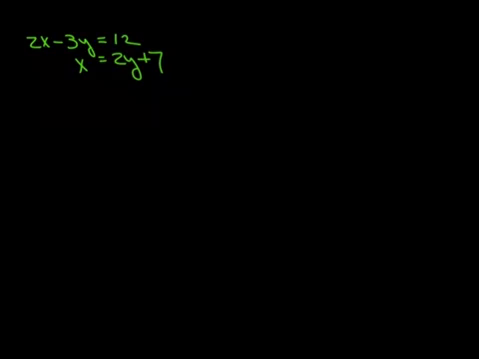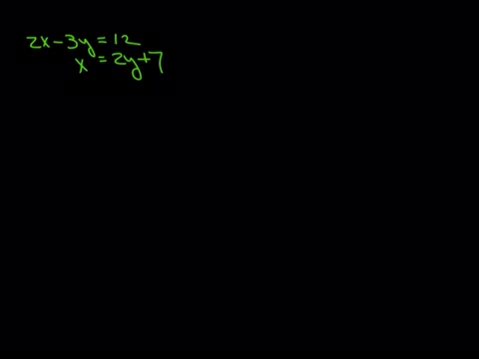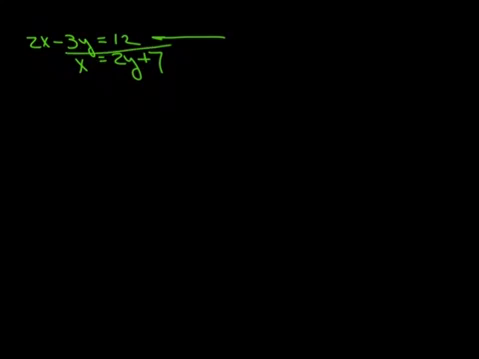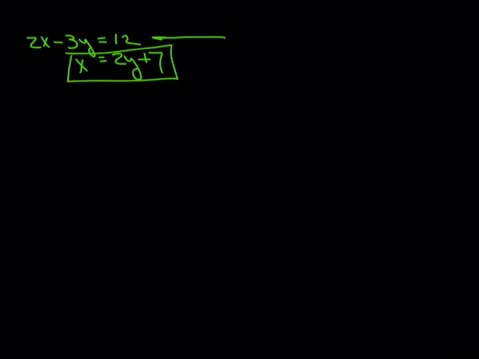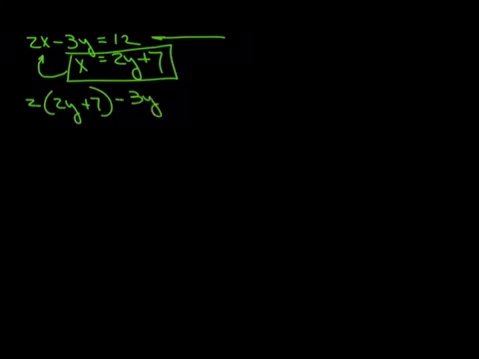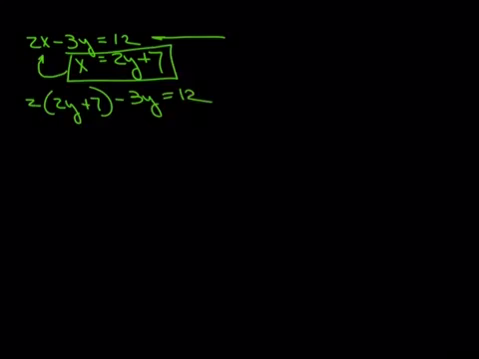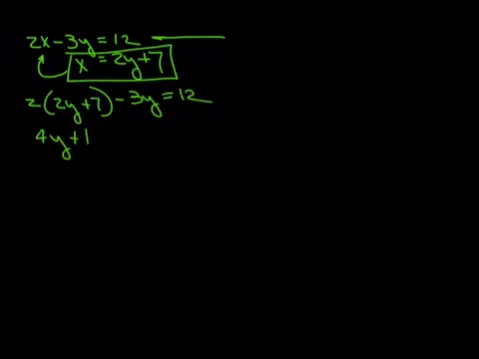Alright, this is example 2, and again what we've got is one equation here, and this equation here tells me what x is equal to. So whenever x appears in the top equation, I'm going to put 2y plus 7 in its place. Okay, now I'm going to distribute, 4y plus 14.